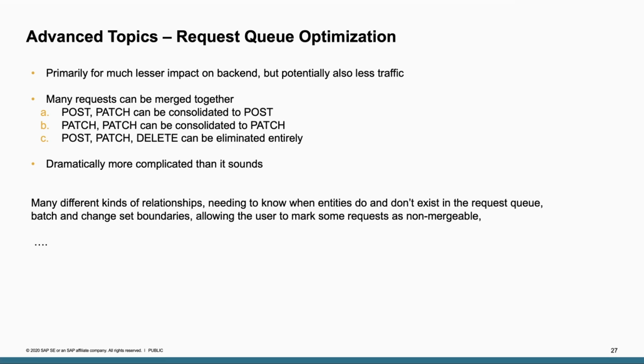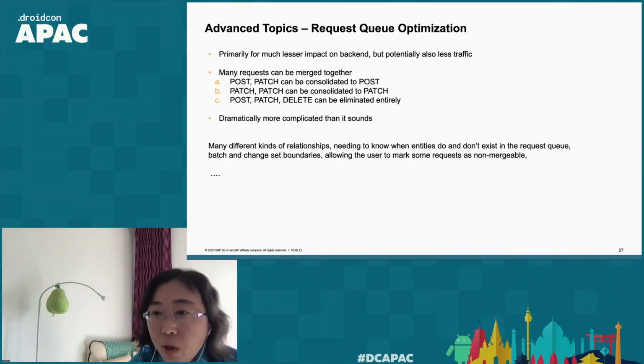This is a straightforward scenario, but actually it's not as simple as it sounds, because your business data can be all kinds of data models, with many different kinds of relationships. With these different relationships, the request queue optimization can handle it properly to know what exactly should be combined or merged.